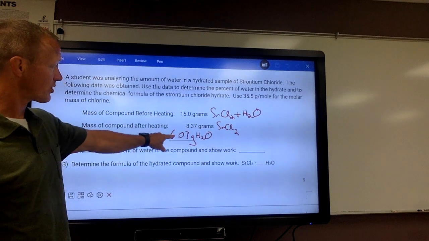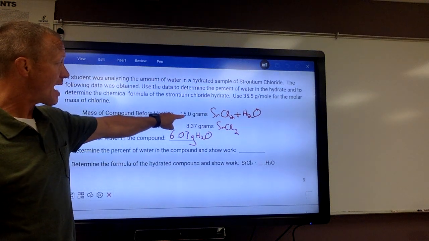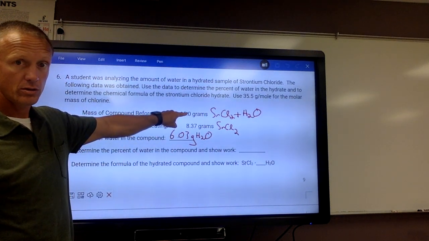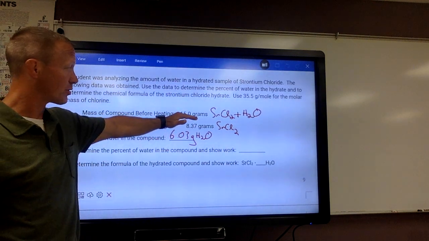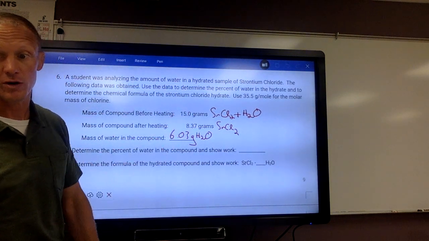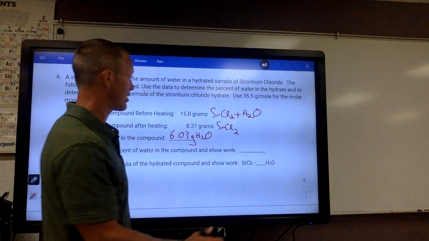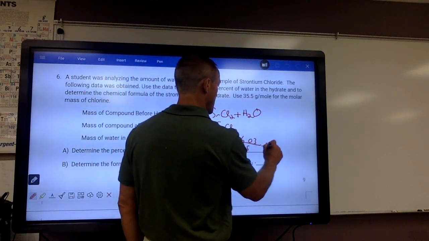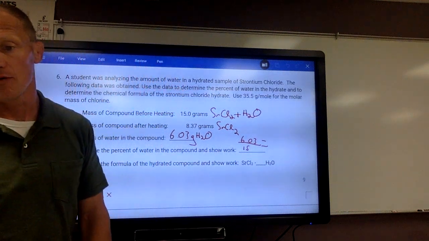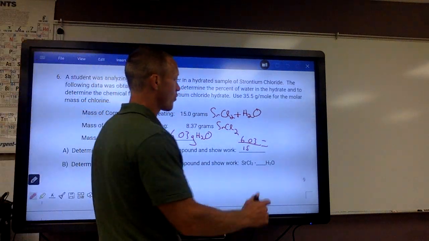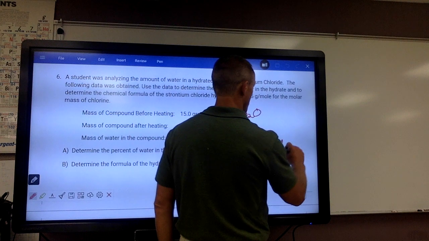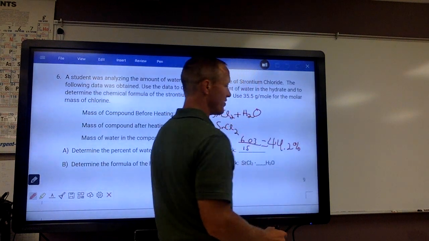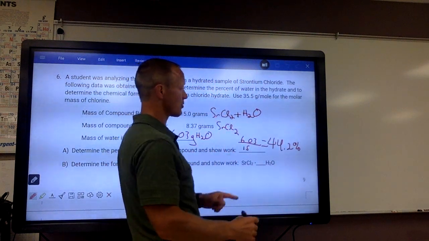So percent of water would be there's 6.03 grams of water out of 15 grams total. So out of those 15 grams that were heated, 6.03 of those are water. So we can take 6.03 divided by 15 would give us our percent of water, which is about 44.2% water. That means the other 56% is strontium chloride.